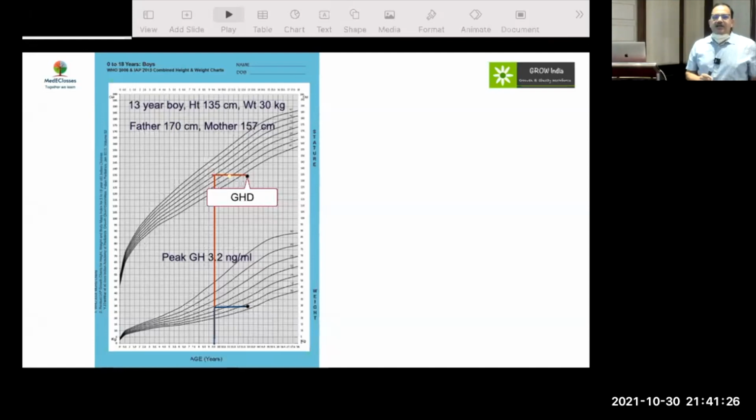So as I said, first step is, is the child short? If the growth chart is normal, nothing to worry. Is he short for the family? This child is, then you evaluate further. Is he short for the bone age? No, nothing to worry. This is CDGP. So this is a classical picture.